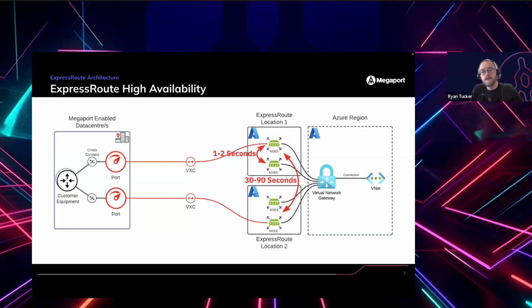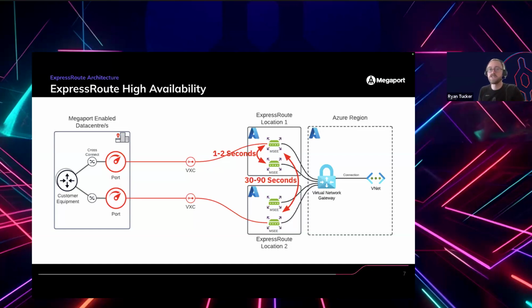Secondly, the reason you might not want to do this, as in split a connection across two different locations, is that within a location and within a circuit, the failover time between the primary and the secondary can be very fast. You can run BFD, bidirectional forwarding detection, against these endpoints. And in that scenario, you can fail over between the primary and secondary in about 1 or 2 seconds.